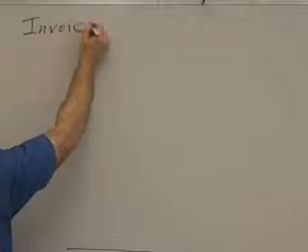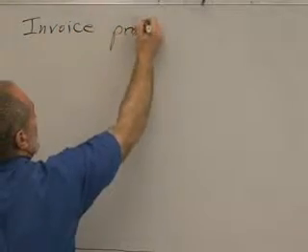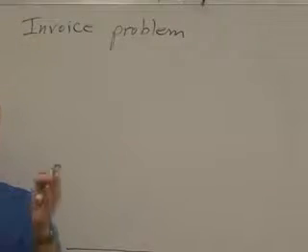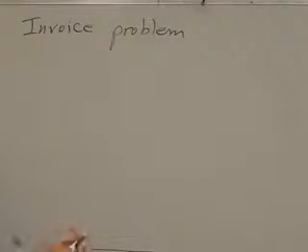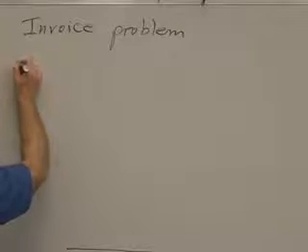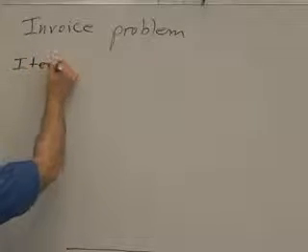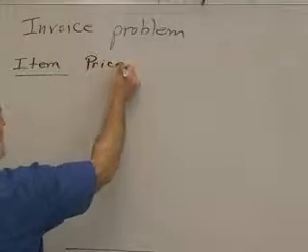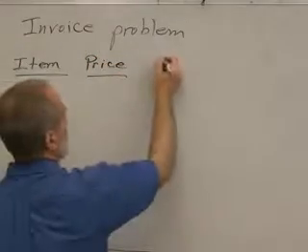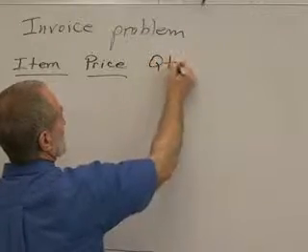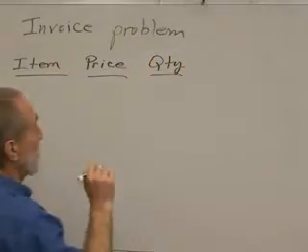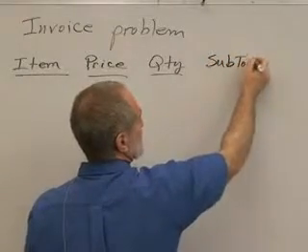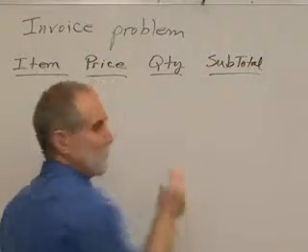The reason I call it an invoice problem is most of us have seen an invoice at some point in our life. An invoice usually has at least 4 columns in it. It has the name of the item. It has the price that item costs. It has the quantity of how many of those items we bought. And then it has what is sometimes called an extension or a subtotal for that item.